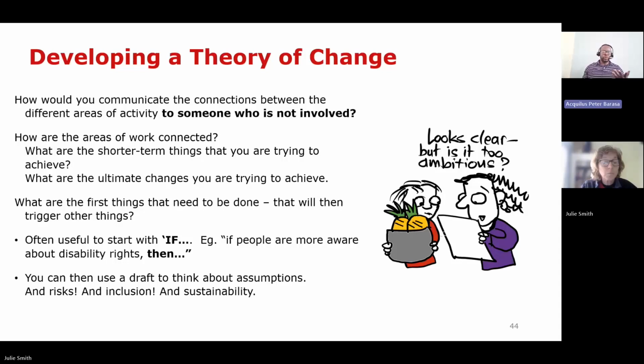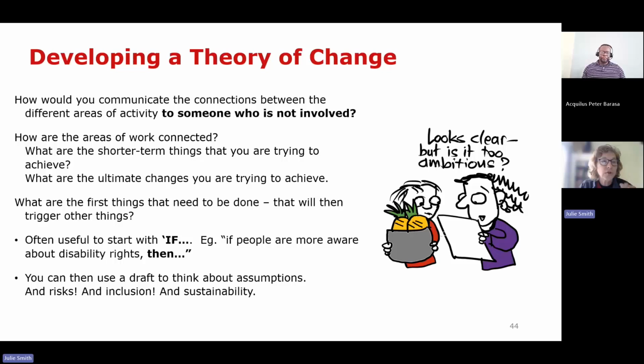What are the short-term things, and how will they lead to the longer-term things? Yeah, what are the first things that need to be done that will trigger other things? Yeah, exactly. And what I find quite useful, because often people struggle, like, oh, where do we start? I find it useful if you start with an if statement. So if people are more aware of disability rights, then blah, blah, blah. So then you can use this as a bit of a draft to develop up your theory of change.